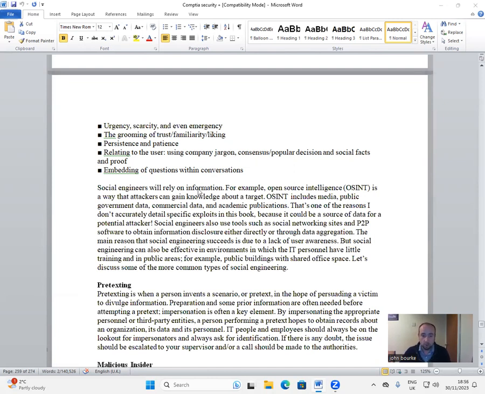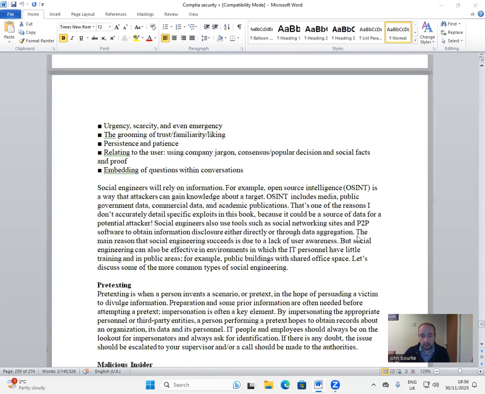Social engineers will rely on information. For example, open source intelligence, OSINT, is a way that attackers can gain knowledge about a target. OSINT includes media, public government, commercial data, and academic publications. That's one of the reasons I don't accurately detail specific exploits in this book, because it could be a source of data for a potential attacker. Social engineers can also use tools such as social networking sites and P2P software to obtain information disclosure, either directly or through data aggregation.